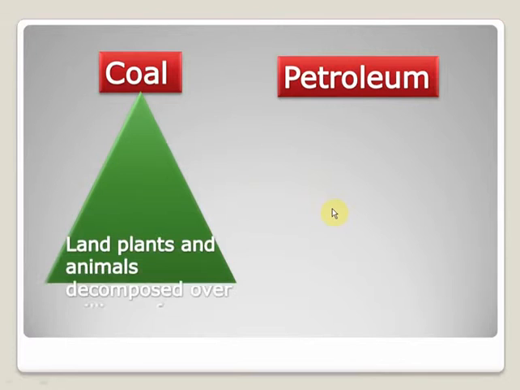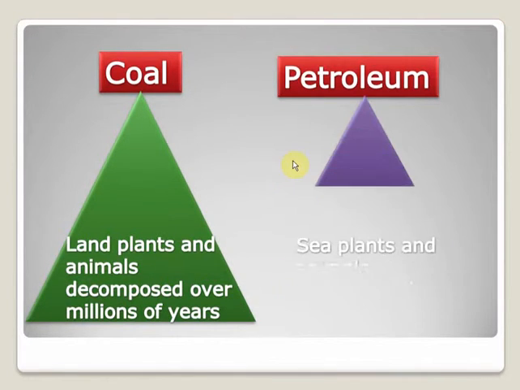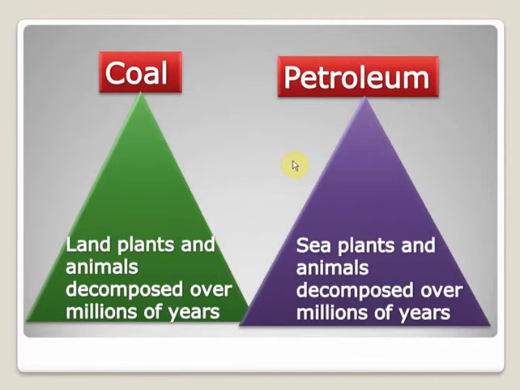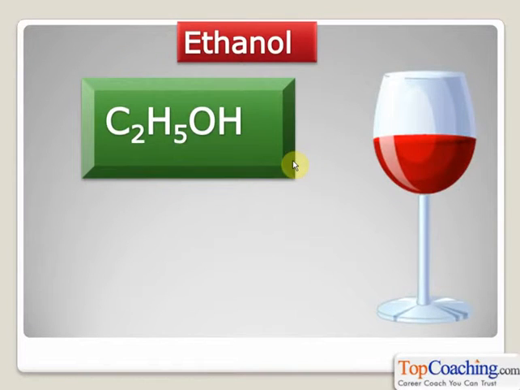We also learnt about the formation of coal and petroleum in this section. We learned that coal was formed when plants and animals that existed millions of years ago got decomposed under the land. We learned that petroleum was formed when sea plants and animals that existed millions of years ago got decomposed. Then we learnt about two special carbon compounds, ethanol and ethanoic acid.